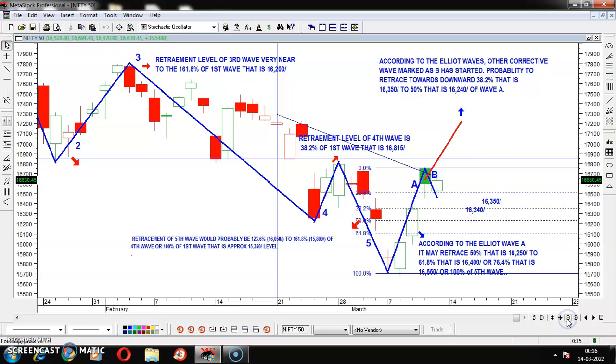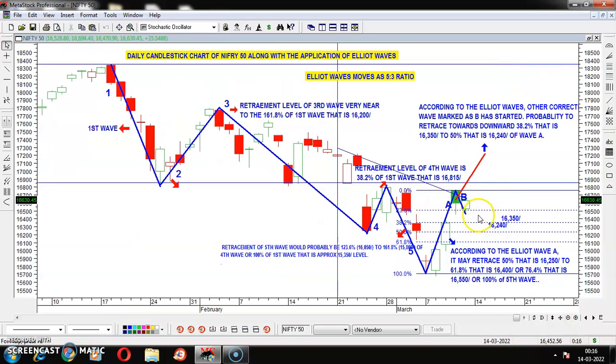And as far as the Elliott waves are concerned, I also explained that the second corrective wave B has started. As long as it continues, the market is supposed to come down. The moment B ends, we can expect another corrective wave. Generally, it moves from downward to upward. Then we can expect some bounce back.